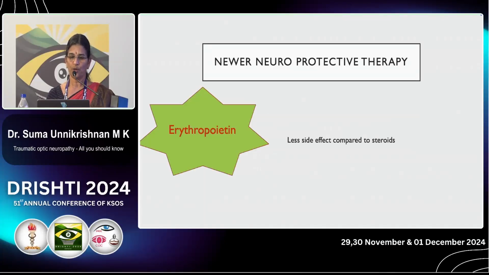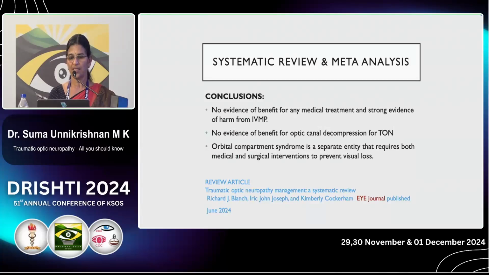The neuroprotective therapy is erythropoietin, which is a cytokine hormone, a hemopoietic agent, and it has fewer side effects when compared to steroids. I have no personal experience of using this. All these are from the literature. Now coming to the systematic review and meta-analysis, they reviewed 3 treatment trials, including the randomized controlled trial published in June 2024. They also concluded that there is no evidence of benefit for any medical treatment and strong evidence of harm from IVMP.